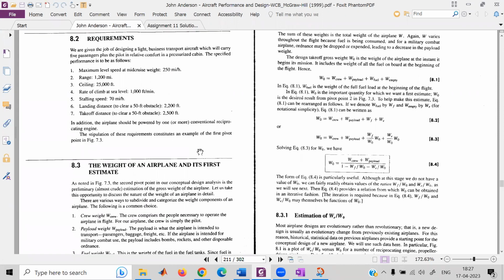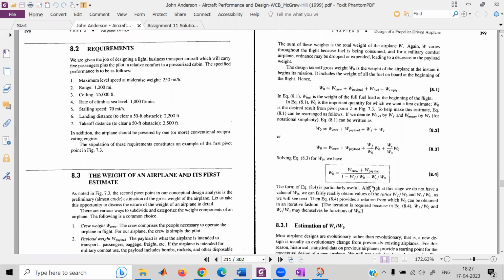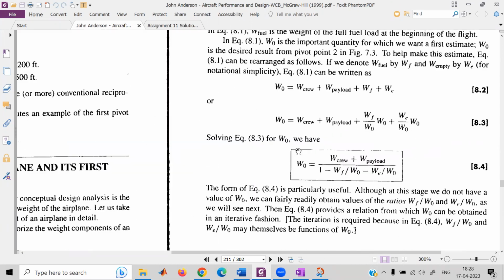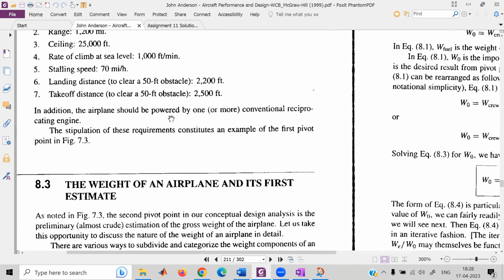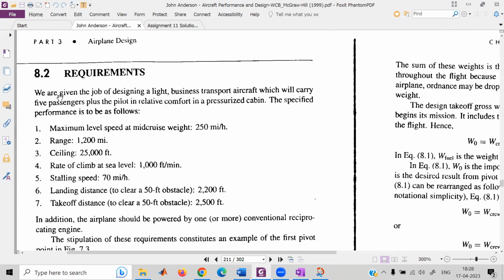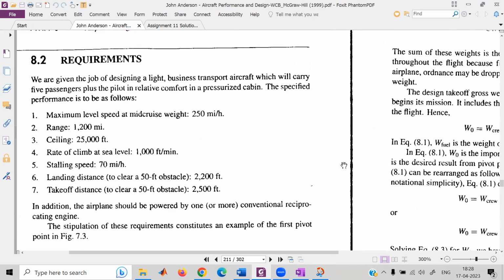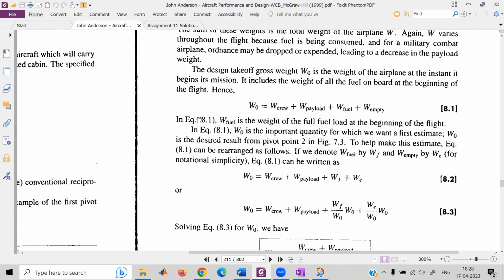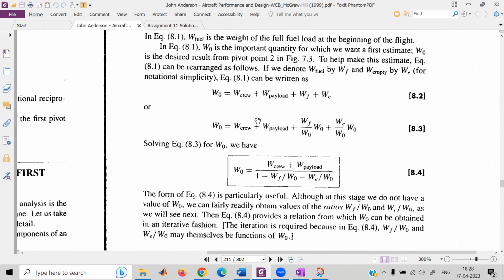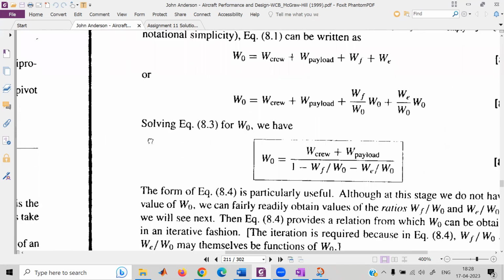In the very first session, we covered the weight estimation of the aircraft, and you can see this expression again. E is the empty weight, F is the fuel fraction. So this fuel fraction is computed from the mission profile. Empty weight fraction is taken from historical data, and crew and payload weights are given to us because this aircraft was supposed to carry some people. They might have specified 5 passengers plus the pilot. So you know the crew and payload weight, right? So we did the weight estimation.